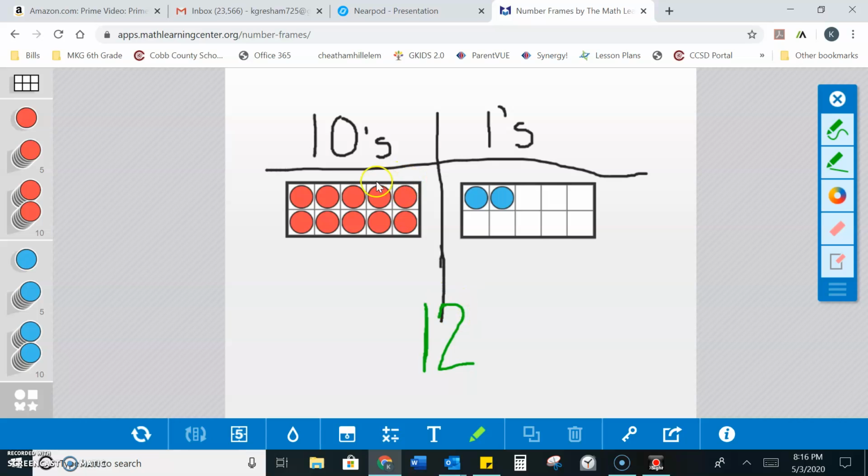And if I count that, I would say this is 10, 11, 12. And that is what this represents. This represents this 1, and this represents this 2 extra ones. And this one is a group of 10. Okay, let's do another one.